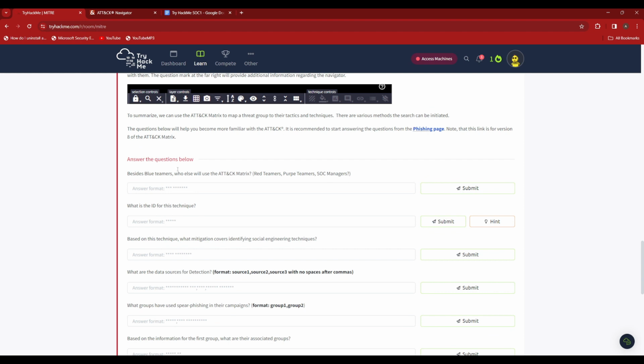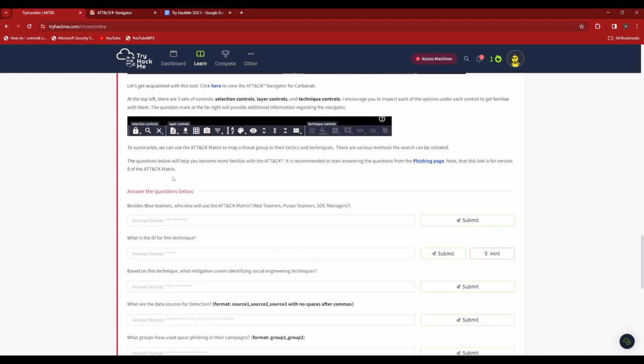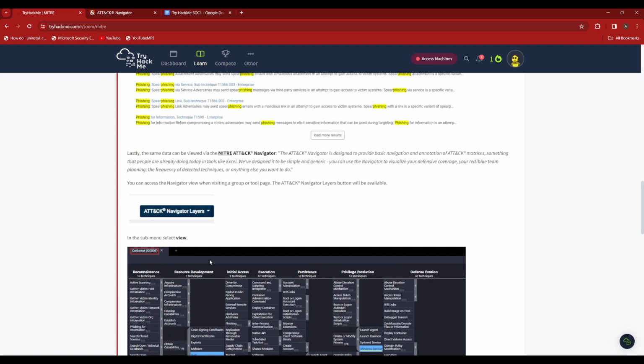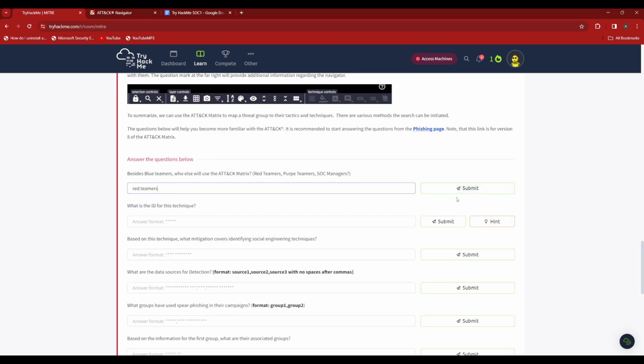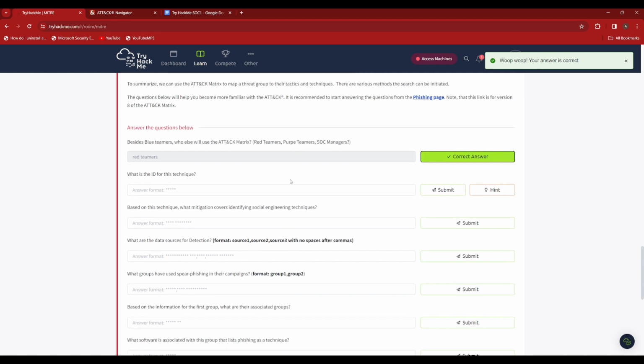So I saw this question earlier. Besides blue teamers, who else will use the attack matrix? I believe it's red teamers. I don't know why they give us the answer, but it looks like that's what that is. But I remember seeing it back up here. This tool is also useful for red teamers. So I believe that that's it right there. We'll just go ahead and put that in. Okay, let's see what happens. Correct answer. We'll take it.